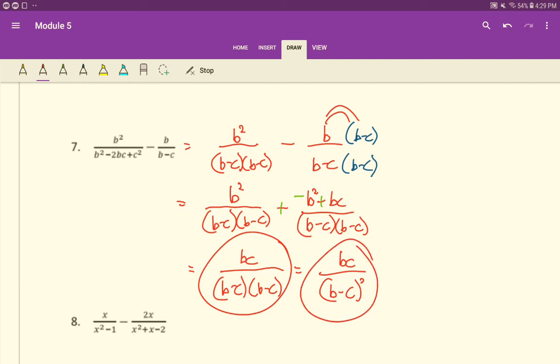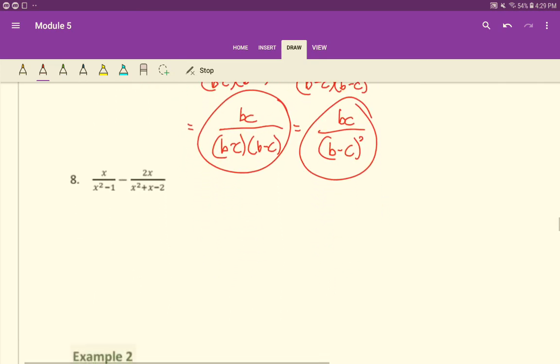All right, let's take a look at number 8. Again, we can see we don't have common denominators. We're supposed to subtract here. So let's factor. This becomes x over x minus 1 times x plus 1. Remember that x squared minus 1 is really x squared plus 0x minus 1. So you need two numbers that multiply to negative 1 but add to make 0. That would be the negative 1 and the plus 1.